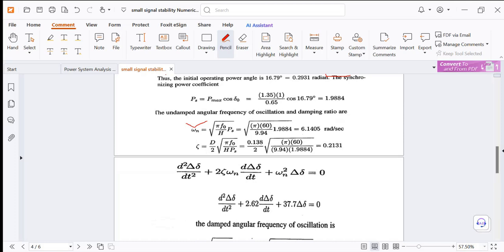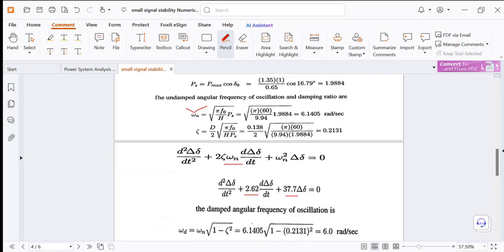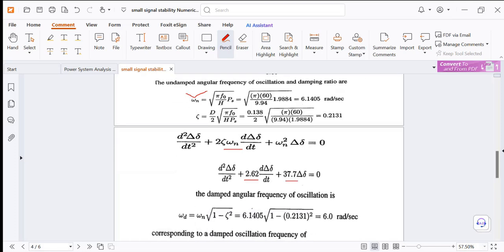So this part will remain just like that. Zeta, we have the value of zeta omega n. Just putting this value of zeta and omega n here and multiplying them with 2, it will become 2.62. And we have the value of omega n again here. Just taking the square of omega n, it will become 37.7. So the linearized second order differential equation is written in this form.